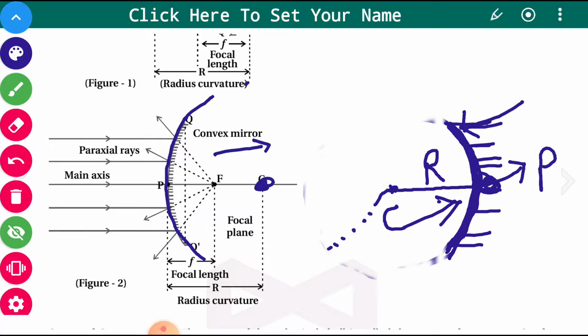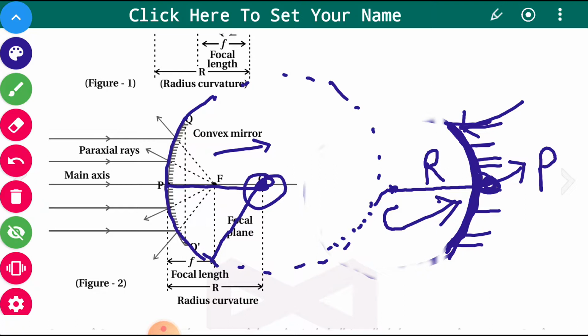If you complete this particular sphere, then this will be the center of the sphere and the center of curvature will be on its right. Okay, and the radius of curvature is the same, that is radius of the spherical shell from which the mirror is made, that is called the radius of curvature of the spherical mirror, or rather it is same for convex and concave mirror.